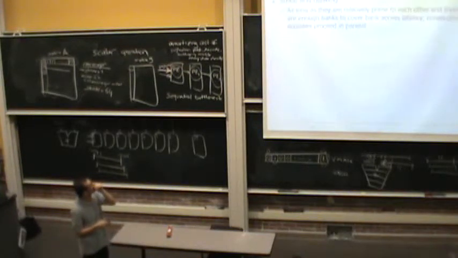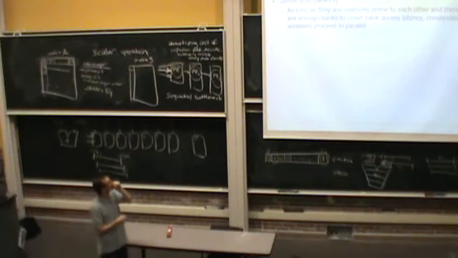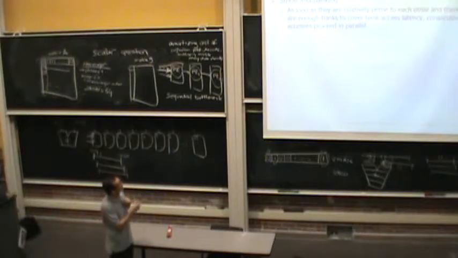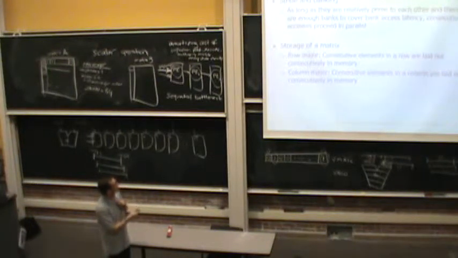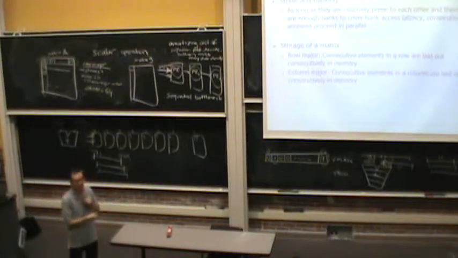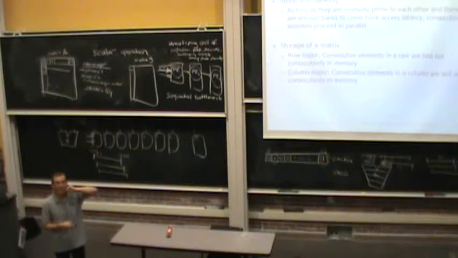Okay, so some issues. We already talked about this, so I'm not going into it. Vector banking: as long as the stride and the number of banks are relatively prime, then you can have access in parallel. Storage of matrix, we already talked about this also. This is just for your benefit. What is row major? What is column major?